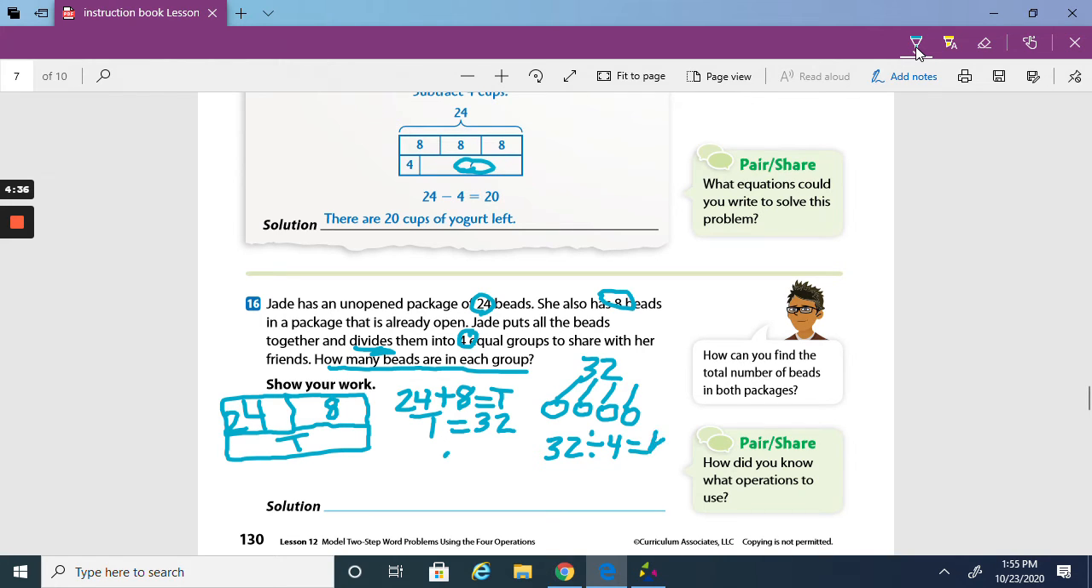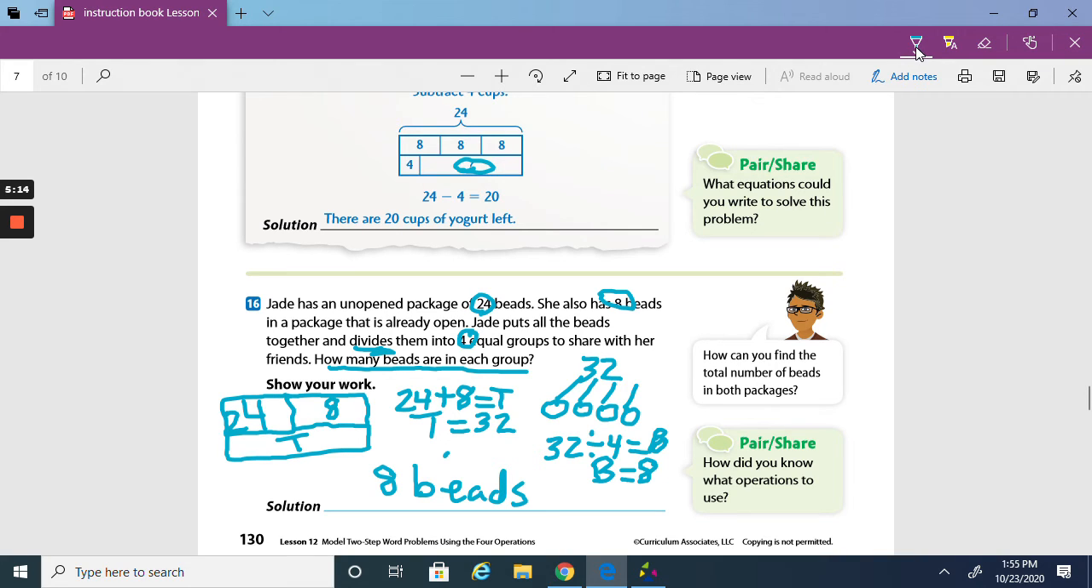equals, we'll use B for beads. So B is going to equal what? Well, if I'm not very good at division yet, I know that the opposite of division is multiplication. So I can multiply something times 4 to get 32. Well, 8 times 4 is 32. So that means that I'm going to have 8 beads in each group.